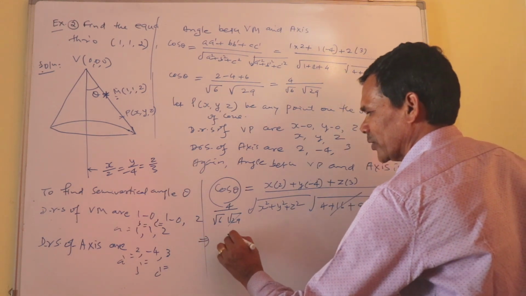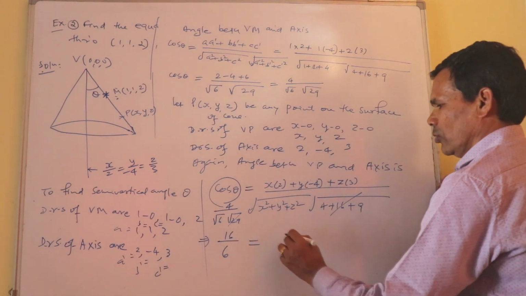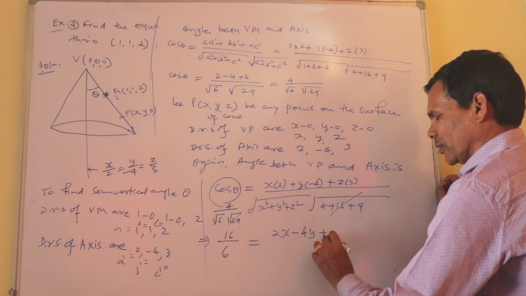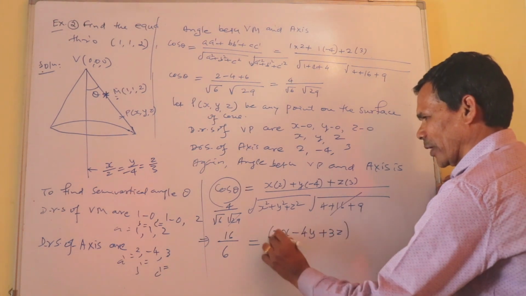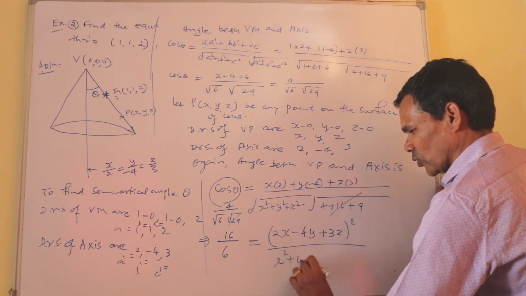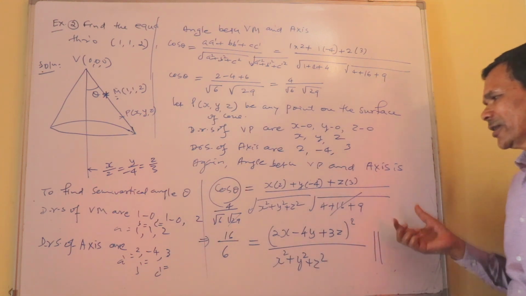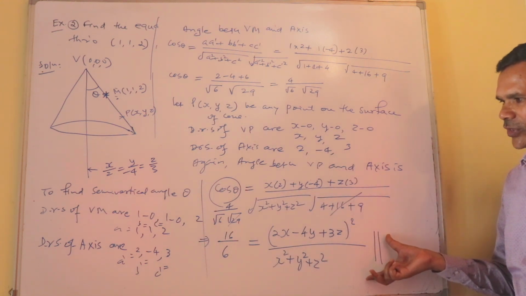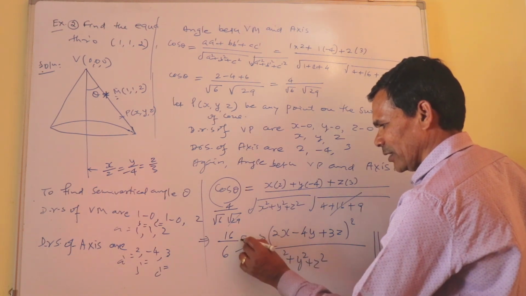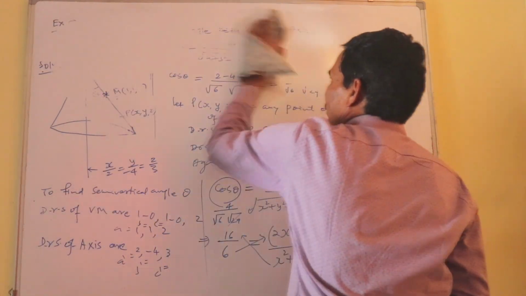On squaring both sides, it is 16 upon 6 equal to (2x minus 4y plus 3z) bracket square divided by x square plus y square plus z square. Squaring this expression on both sides, you get this. So I just cross multiply, taking this term on this side and this term on this side.